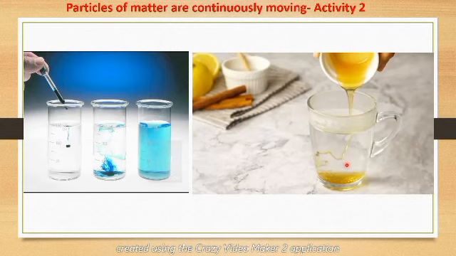So, the particles of honey are occupying space between the particles of water at a slower rate than these ink particles. Ink particles are occupying the space between the water particles at a higher rate. So in short, we can say that particles of blue ink are moving faster than the particles of honey.